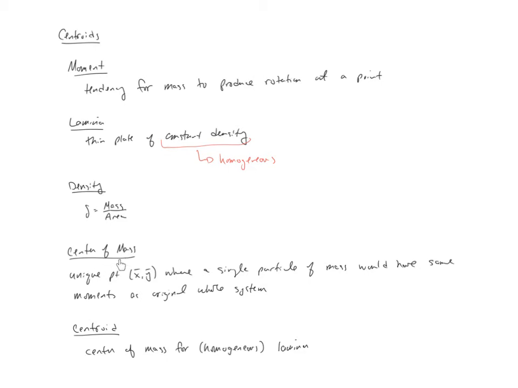A center of mass, which I know everybody's familiar with, happens to be a unique point, meaning there's only one. We use the notation x bar, y bar, where a single particle of mass would have the same moment as the original whole system. So it would have the same tendency for mass to produce rotation at a point as the original whole system. And then a centroid is just a very specific center of mass. It's a center of mass for a homogeneous lamina, one with constant density. And those are the types of problems that we'll take a look at in this section.